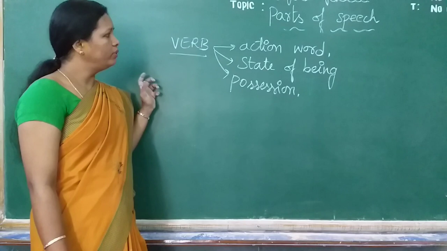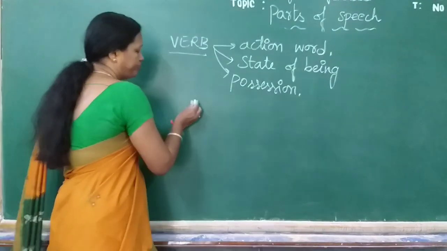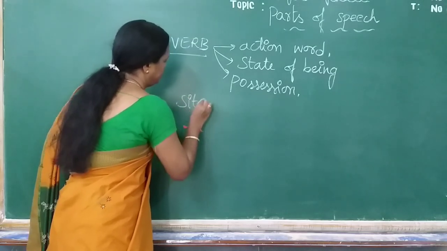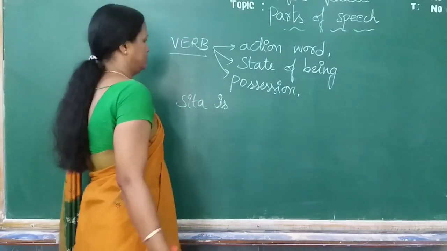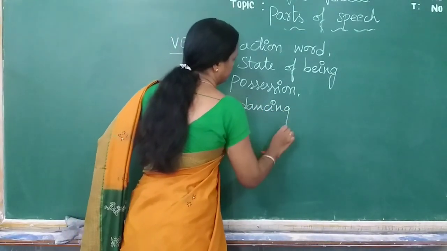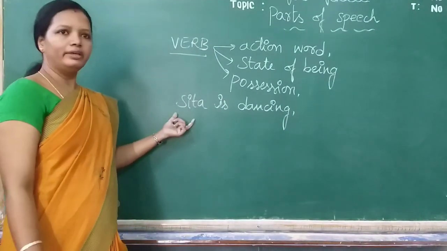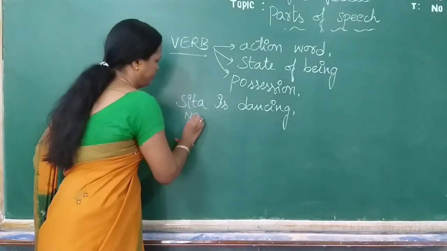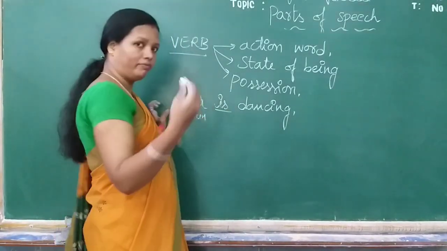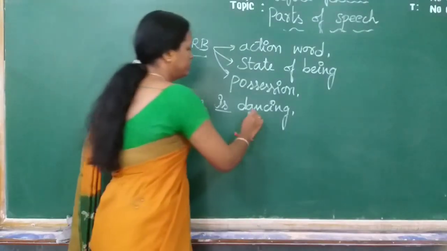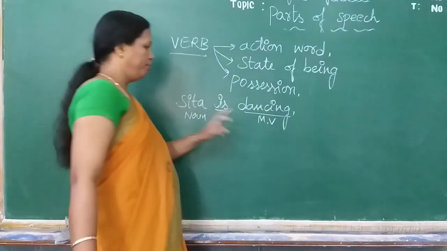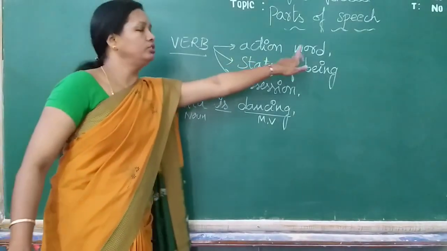If I take an example of a sentence, say, Sita is dancing. Okay, children, Sita is your noun. Is is also a verb, that I will clarify afterwards. So dancing is a main verb. So that is the action word.